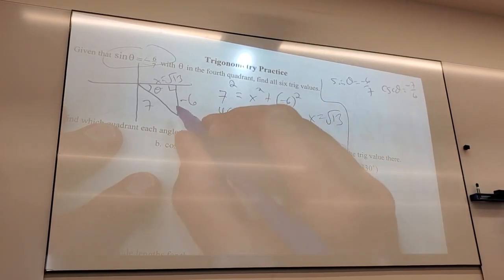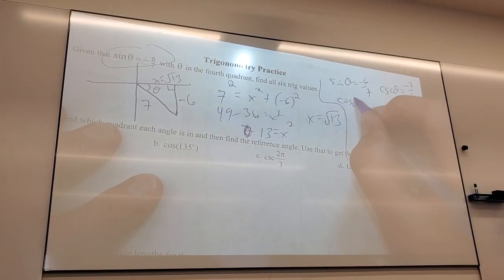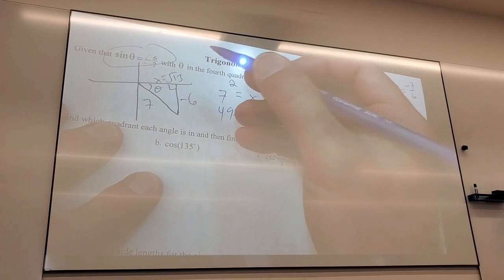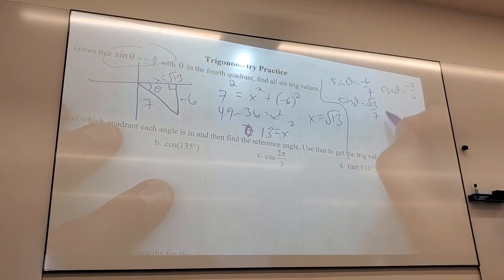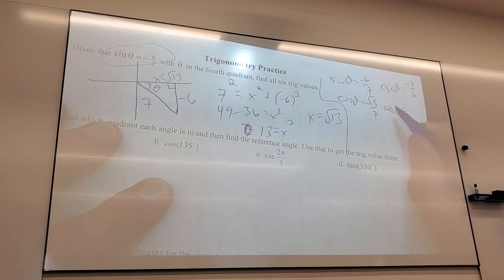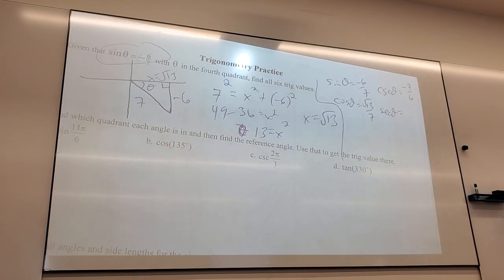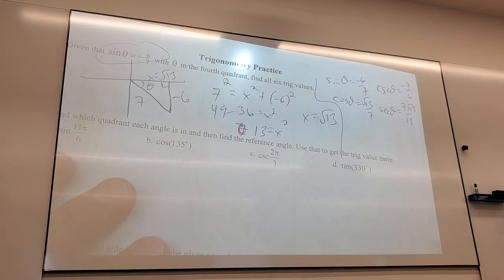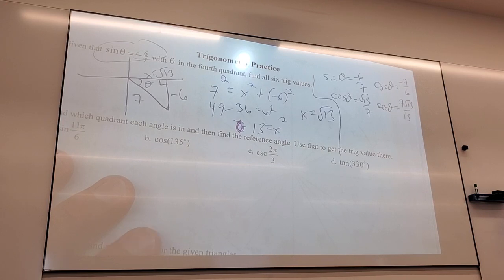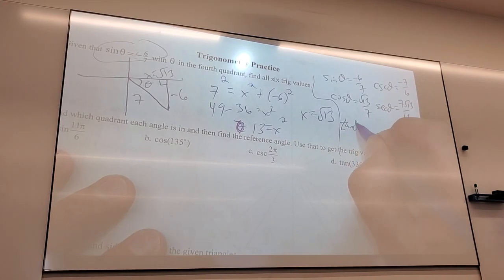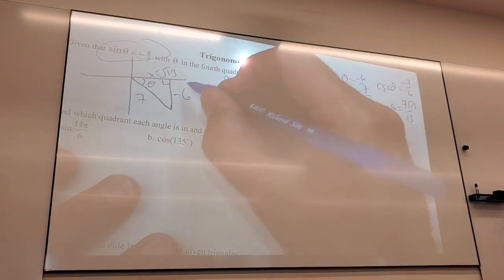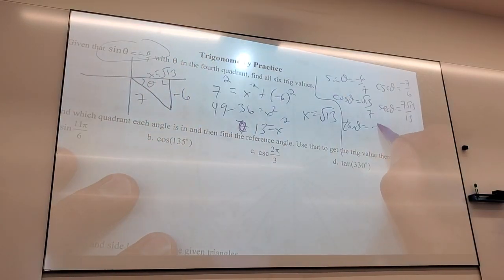Now looking at my triangle, what would cosine be? Root 13 over 7. It's the x over the hypotenuse. So what's secant going to be? 7 over root 13. I rationalize it, so I end up with 7 root 13 over 13. What about tangent? It's the y piece over the x piece. Negative 6 over rad 13, which becomes negative 6 rad 13 over 13.